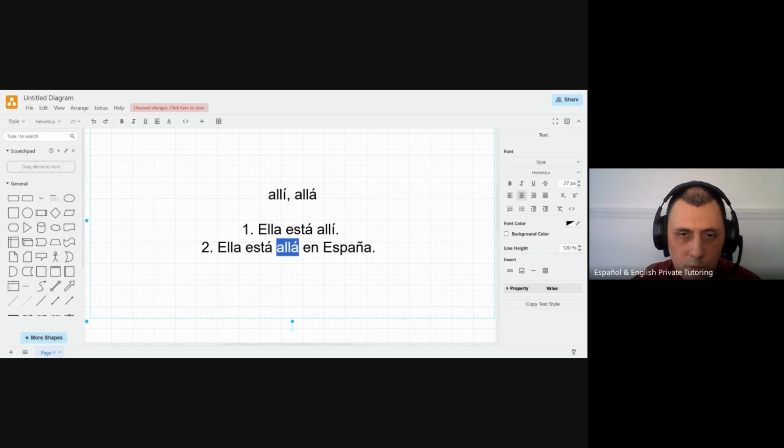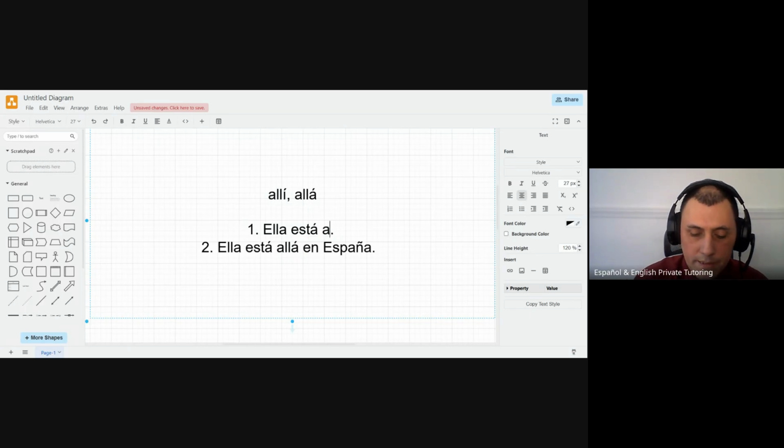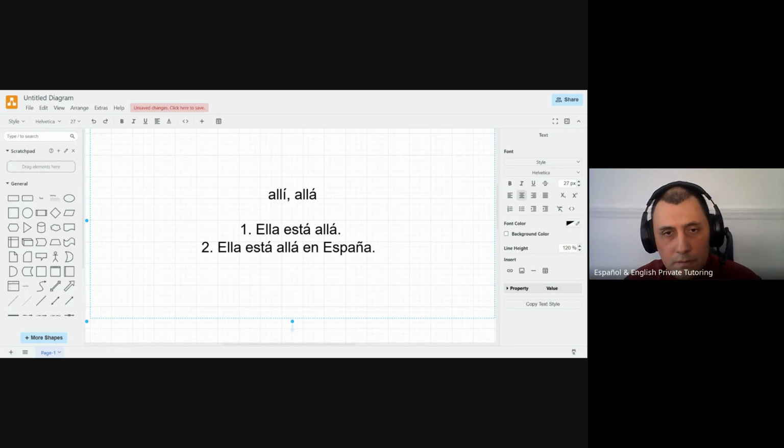Now, I said that allá can be a synonym of allí under certain circumstances. And this is because allá is more flexible. Allá can be used for things that are far from the speaker, but that are not that far that the speaker cannot see or point out to, or it can be used for things that are extremely far. So the first one, I can also write it as allá, and both are correct. And the first one, obviously, if this is a conversation, I'm pointing out to the person or to clarify.